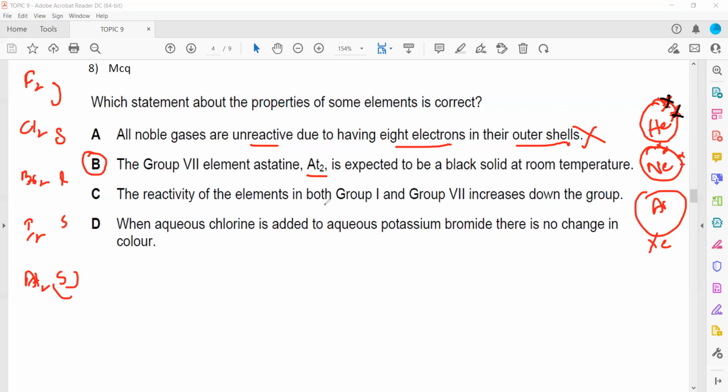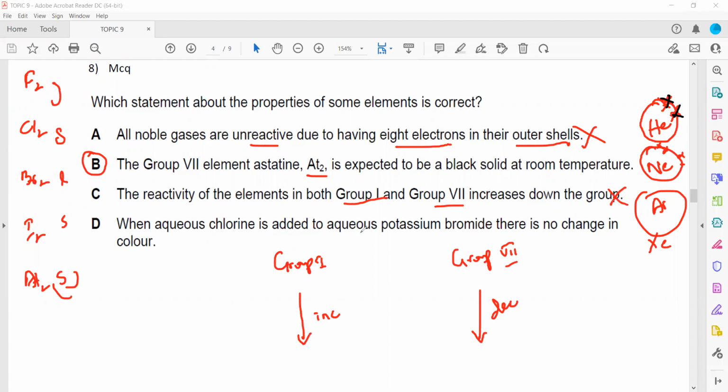Then, the reactivity of elements in both group 1 and group 7 increases. That is wrong. For group 1, as we go down the group, the reactivity increases. They become more reactive. But for group 7, which are non-metals, fluorine, chlorine, bromine, and iodine, as we go down the group, the reactivity decreases, they become less reactive. So this is not the right statement.